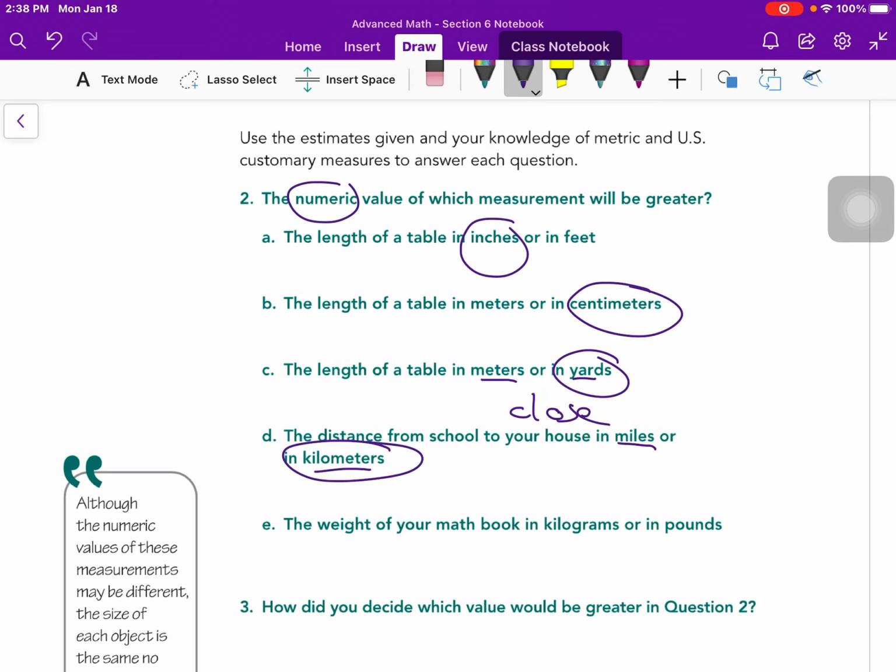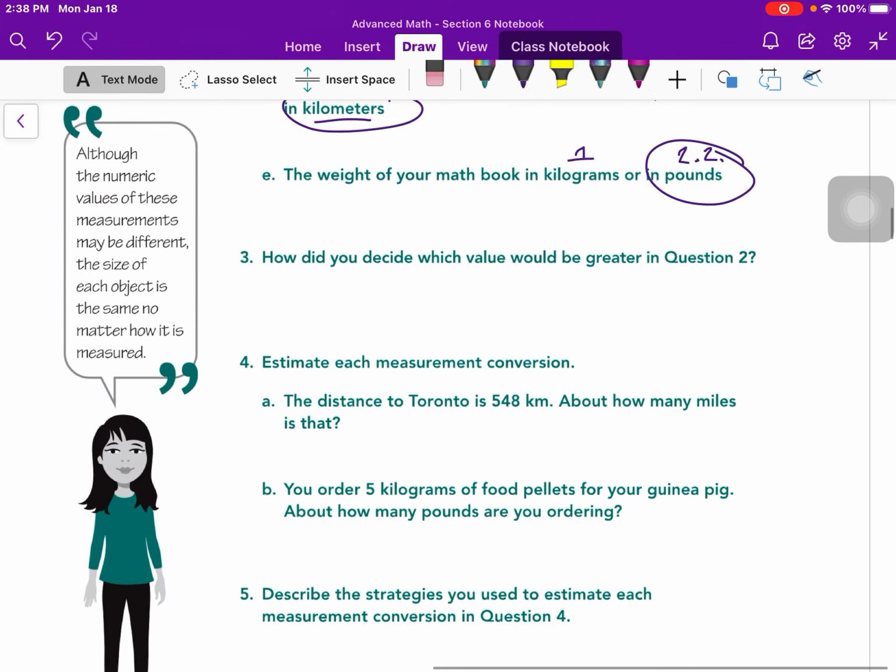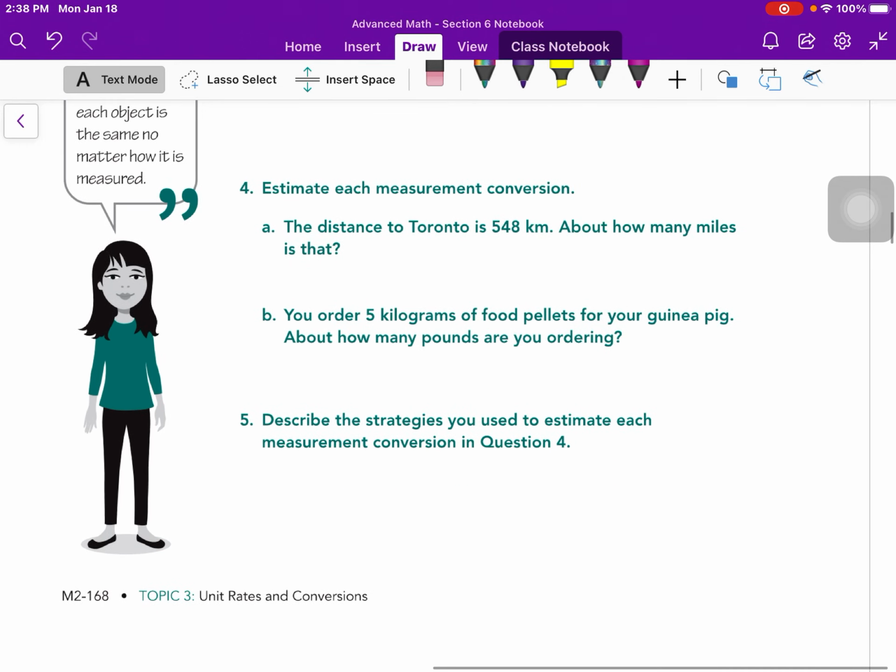The weight of your math book in kilograms or pounds. There's about 2.2 pounds for 1 kilogram, so definitely there are going to be more pounds numerically. How do we decide? Well, the smaller the unit, the more of them there will be. All right, estimate your measurement conversion. The distance to Toronto is 548 kilometers. About how many miles? Well, I know 1 kilometer is a little more than half a mile.